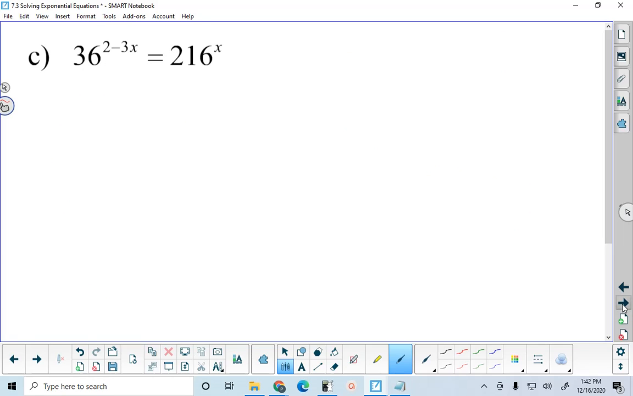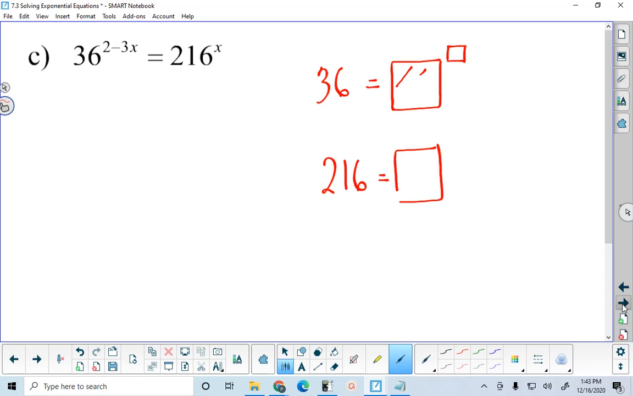All right, 36 raised to the 2 minus 3x is equal to 216 raised to the x. So your job, and I'm going to give everybody a few minutes here, is to come up with a base for both of these. Where the base is the same. Where this base and this base is the same. The exponents don't have to be the same. Clearly they won't be the same. But I want you to come up with the common base. What base can we use?